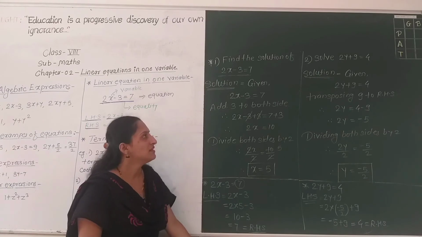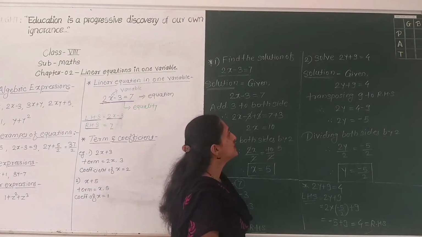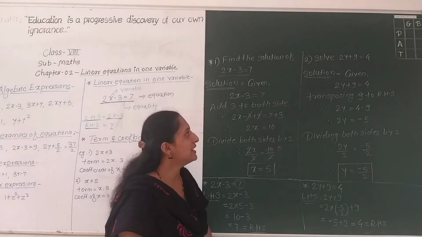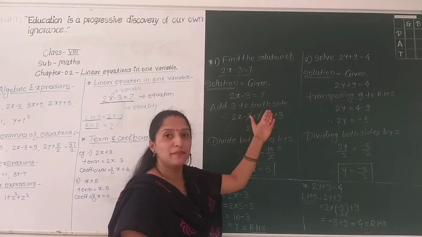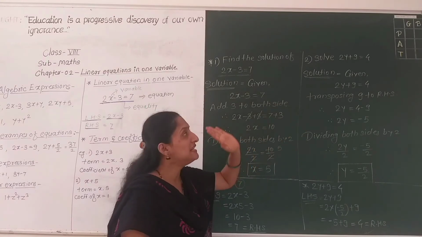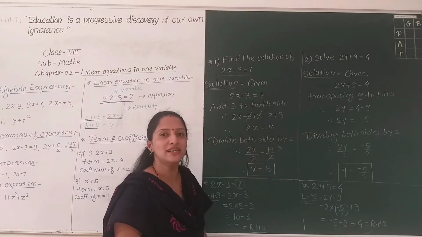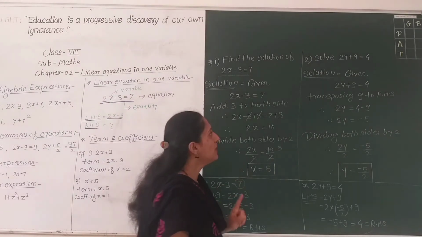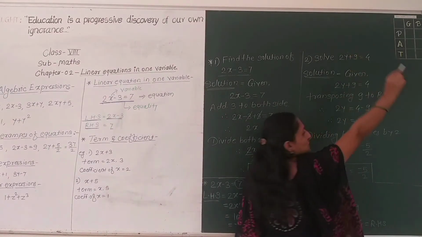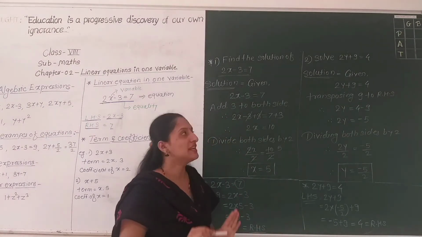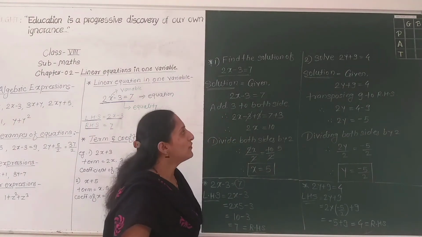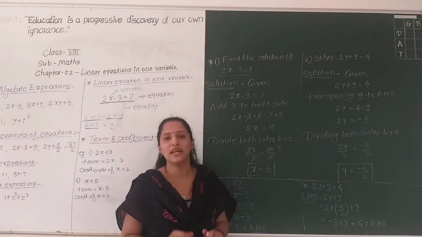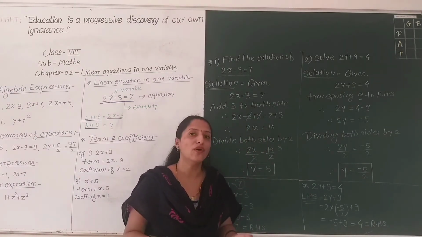Okay. Now look at the second example. Solve 2y plus 9 is equal to 4. It is also an algebraic equation and a linear equation. Why is it linear? Since the highest power of the variable is 1 here. The power of y is 1, so it is a linear equation. We have to find the solution of this linear equation. That means here we want to find the value of y.